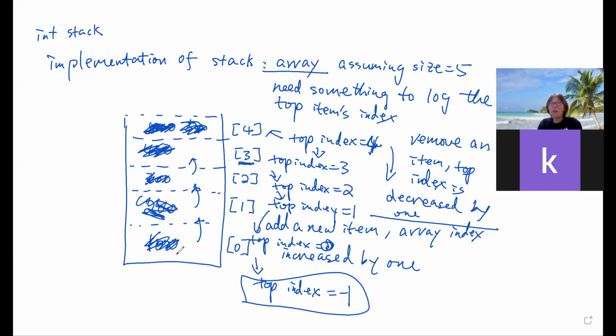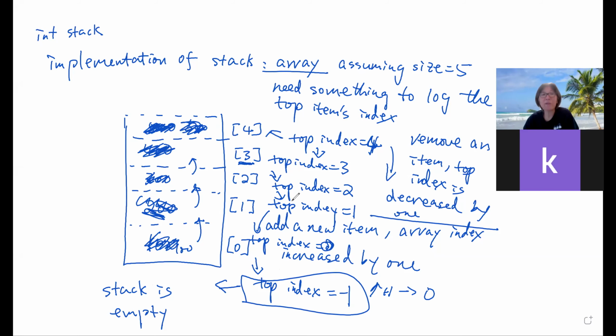This also applies initially: if it's empty, it's -1. Whenever we add 100, it increments by 1, so it's 0. So we can see that if the top index is -1, that means the stack is empty. So we can set the indication of an empty stack as the top index being -1.